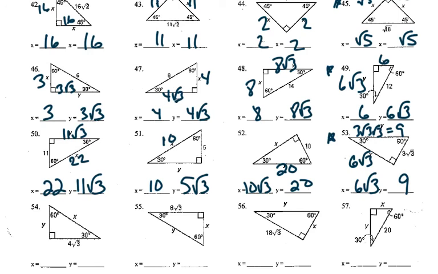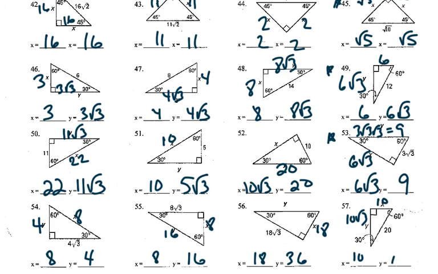Last row here, now the side opposite the 60 is 4 root 3. That makes the side opposite the 30 be 4 and the hypotenuse 8. Or here, the side opposite the 30 is 8, hypotenuse 16. Side opposite the 30 here would be 18. 18 times 2 is 36. And then here, that's 20, so this would be 10 and 10 root 3. That's it.